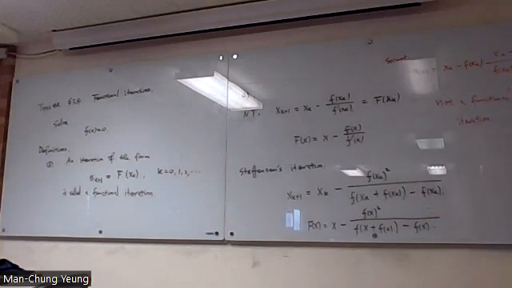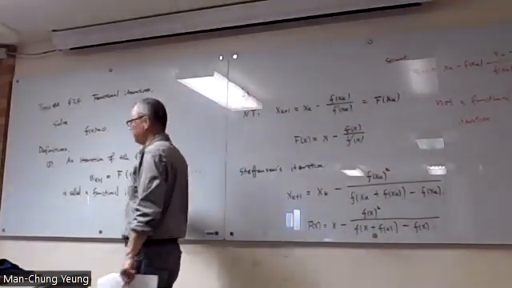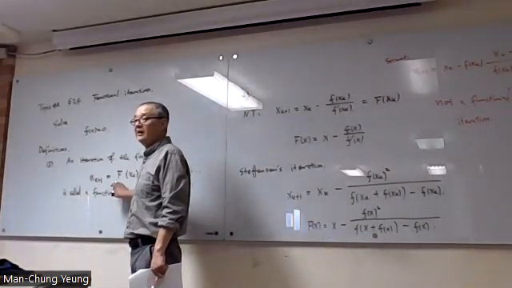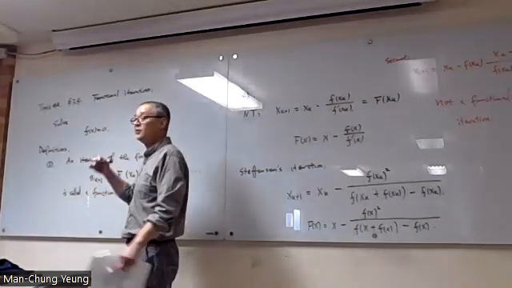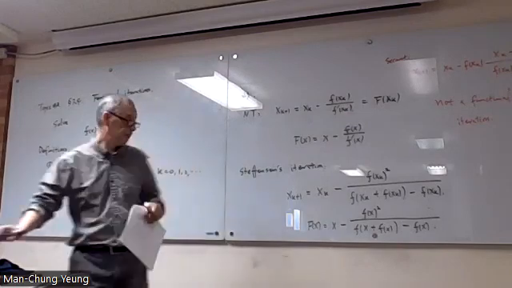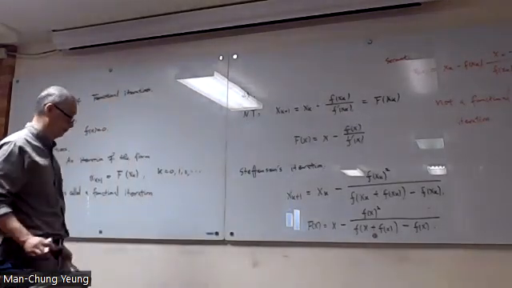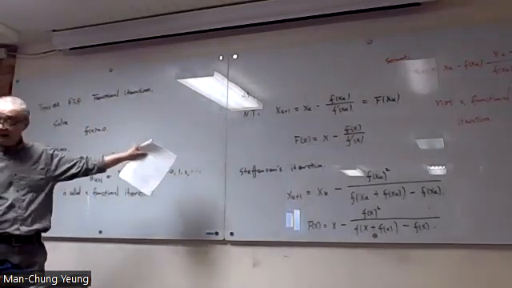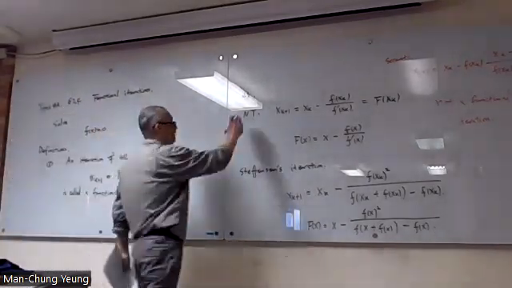Why? Because the right side involves not just x_k, but also x_{k-1}. So it is not a functional iteration. This is the definition of functional iteration: an iteration of this form. Definition 1, definition 2. I erase. Okay.